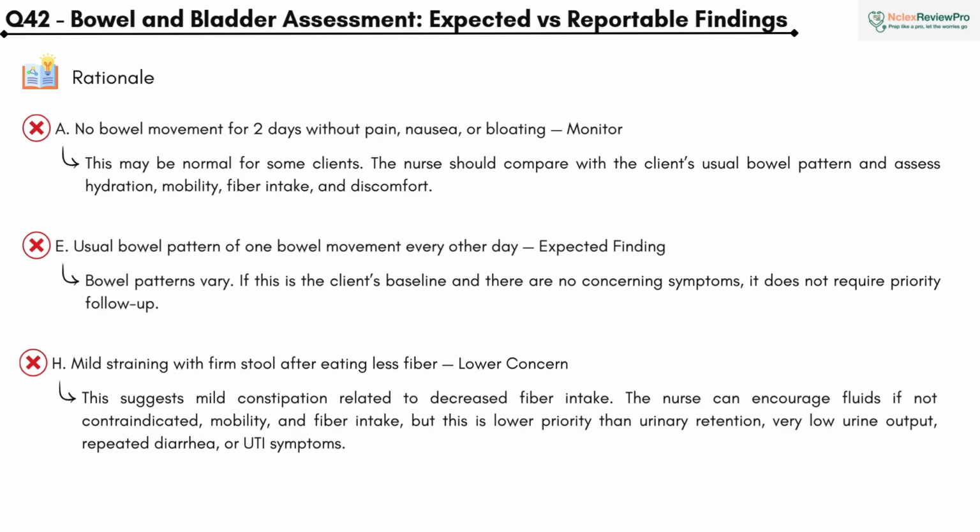priority follow-up. Option H is a lower concern. Mild straining with a firm bowel movement after eating less fiber suggests mild constipation. The nurse can encourage fluids if not contraindicated, mobility and fiber intake, but this is lower priority than urinary retention, very low urine output, repeated diarrhea, or urinary tract infection symptoms.